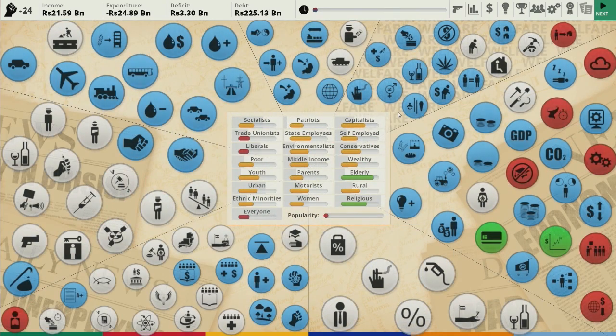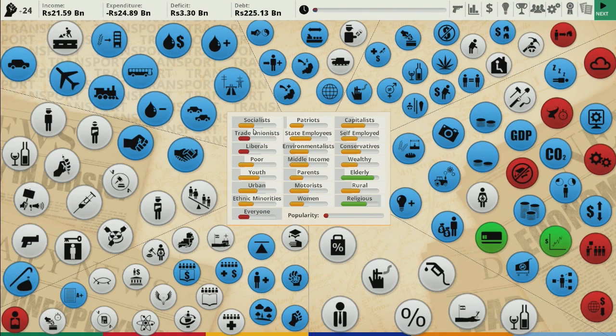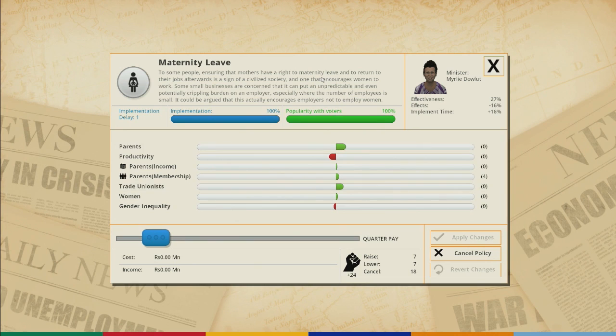For sure. So everything in blue is a simulation value, and you can't impact it directly. So I can have a look and see what's impacting my infrastructure, but there's no slider here, it's just a value. The way that we actually implement change is through policies. So for instance, if we're over here having a quick look at maternity leave, not great in Mauritius. There's not a lot of maternity leave available for those who want it.